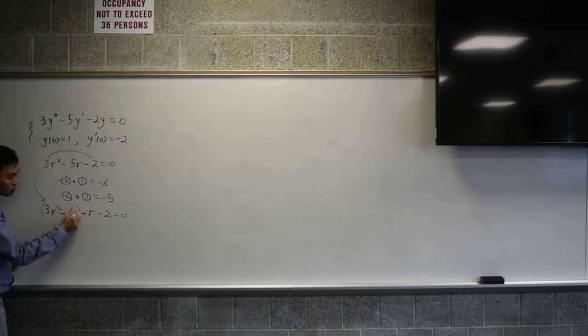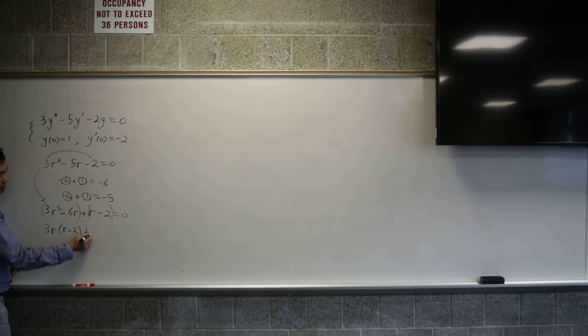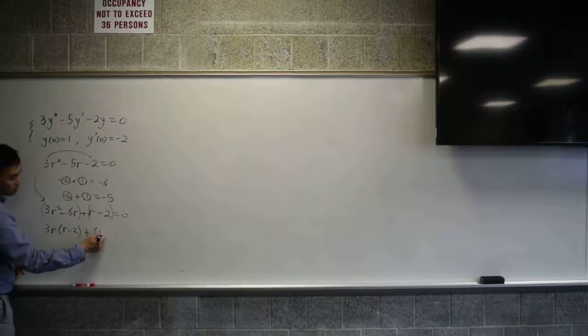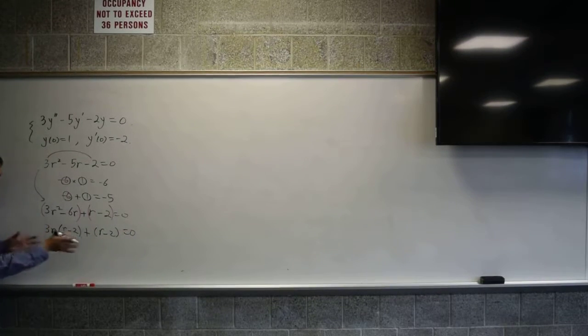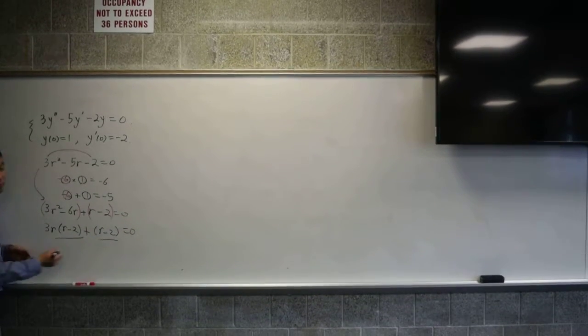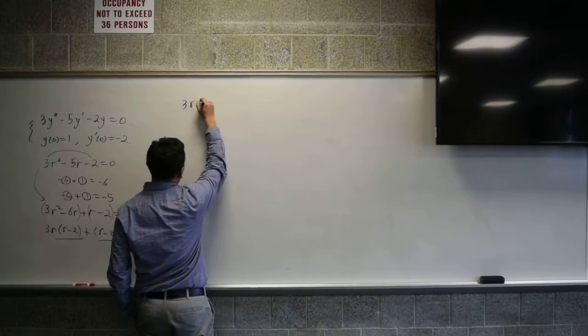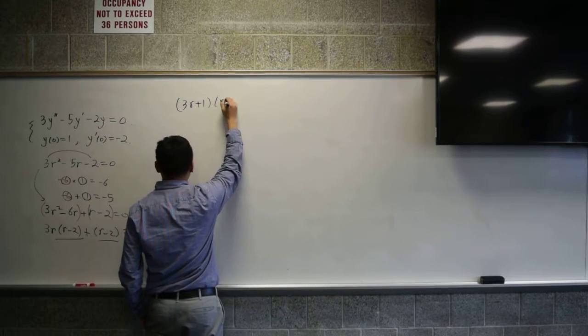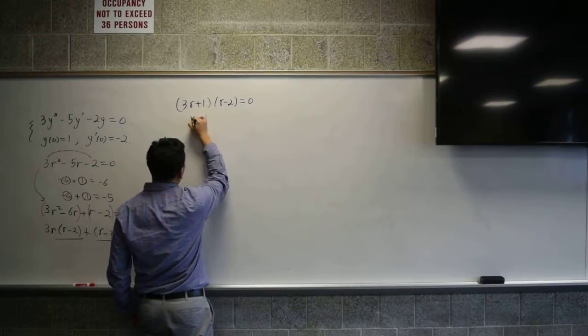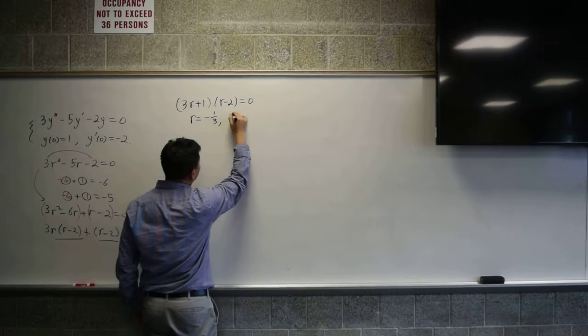You group the first two, you group the second two, and you factor each of them separately. So this has common factor 3r, so I can factor out the 3r. And then it's r minus 2. This one, there's no common factor, so you just write it as r minus 2. And then you now see a common factor after the grouping, which if you factor out r minus 2, you get 3r plus 1, r minus 2. Therefore, you get r equals negative 1/3 and 2.